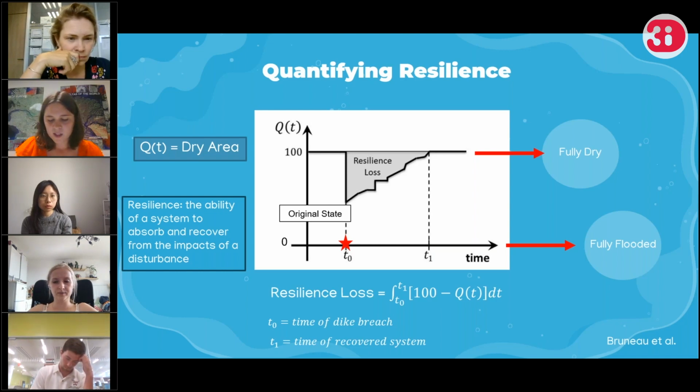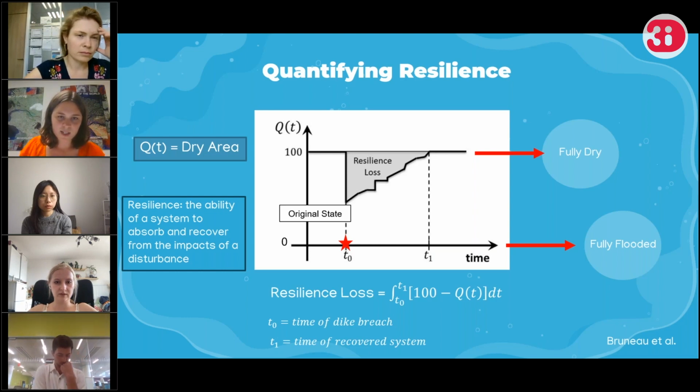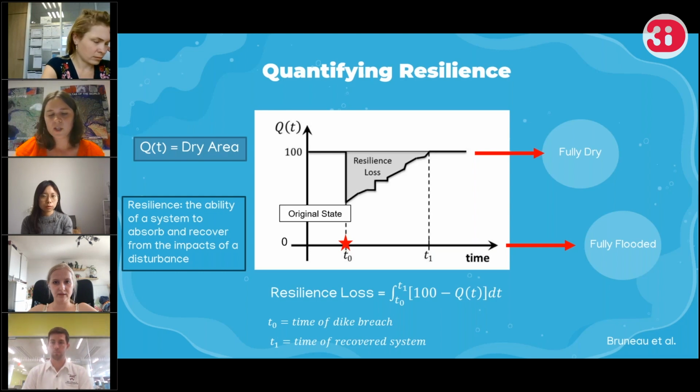and as well as your recovery rate, which is the slope of the line, and then resilience loss, like I mentioned. And the time to recover is the time between the disturbance, which for this study was a dike breach at T0, and then T1 is whenever the system is back to fully recovered.